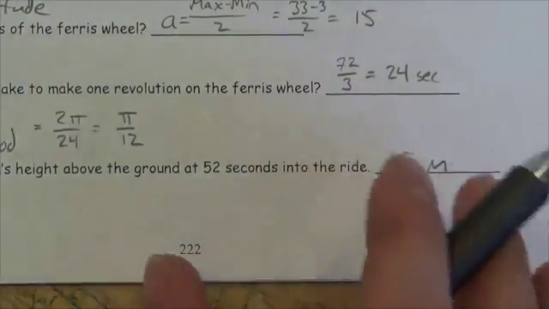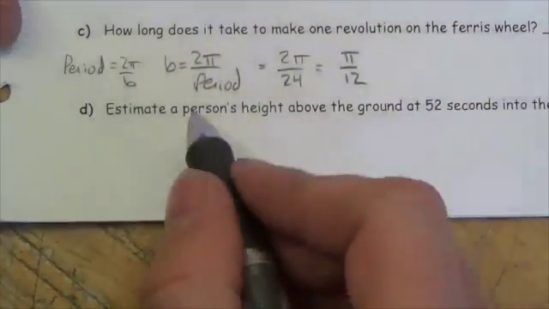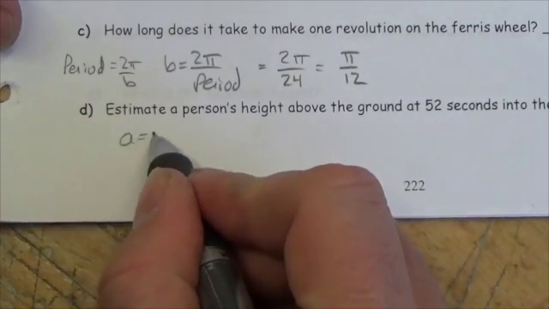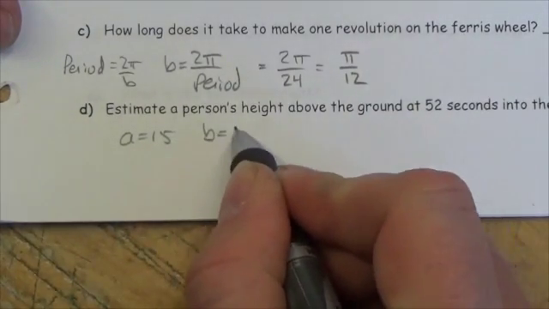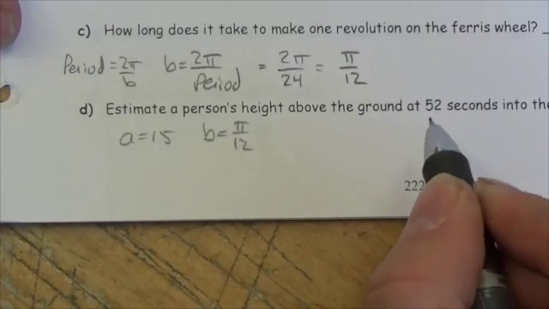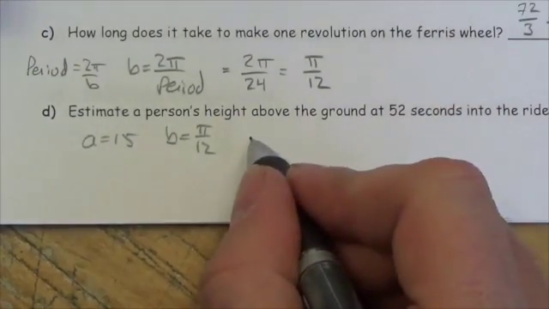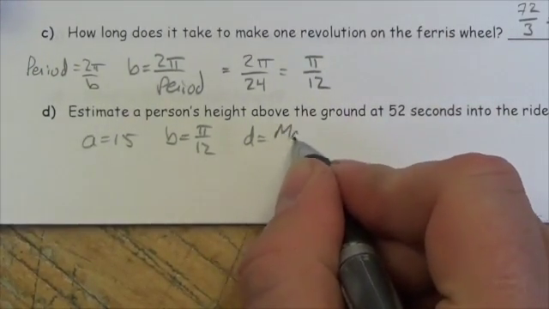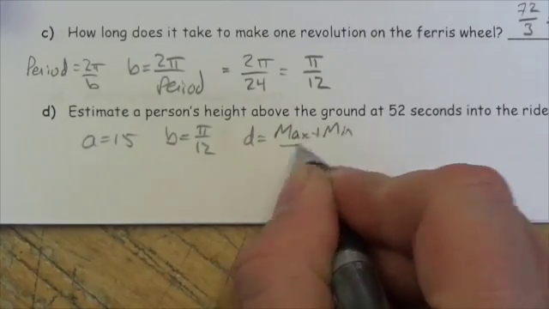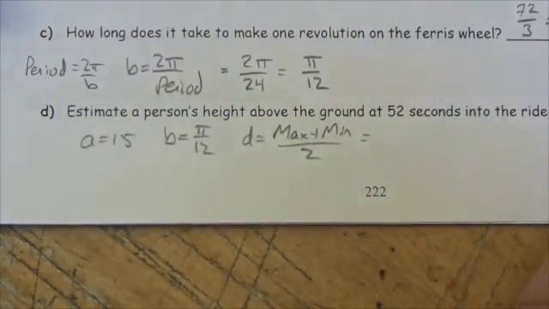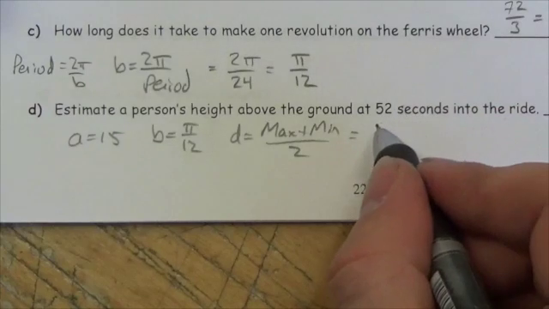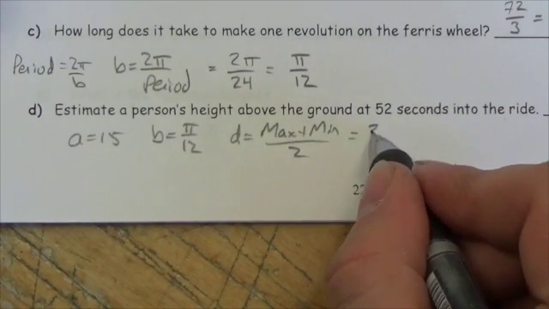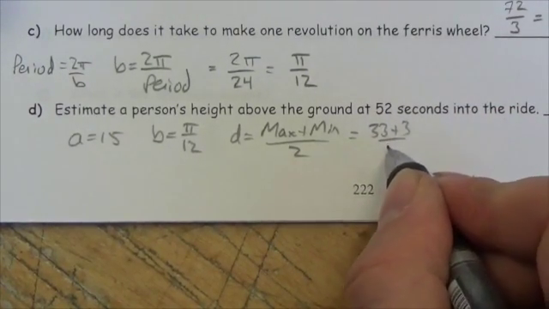Now, I can do a little bit better than that because I already know that my amplitude is going to be 15. I know that my b value is going to be pi over 12, okay? Because I just figured that out here. D is going to be my maximum plus my minimum divided by 2. I saw that above here, so that's going to get me 33 plus 3 over 2.